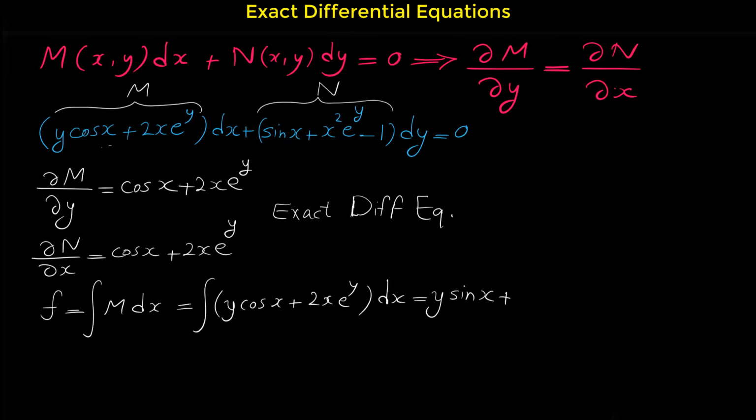integral of 2x times e to the y. Here note that e to the y for 2x is a constant, a coefficient. We are taking integral with respect to x. And integral of 2x is x squared because the derivative of x squared is 2x. So integral of 2x times e to the y is x squared e to the y.